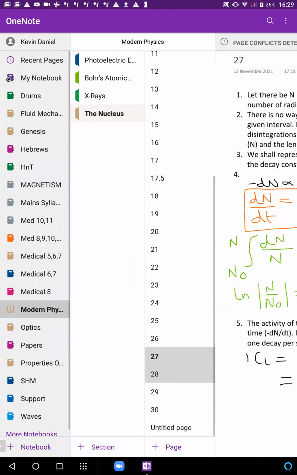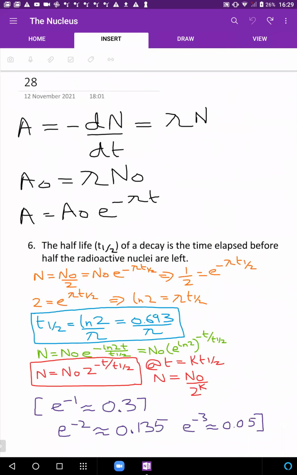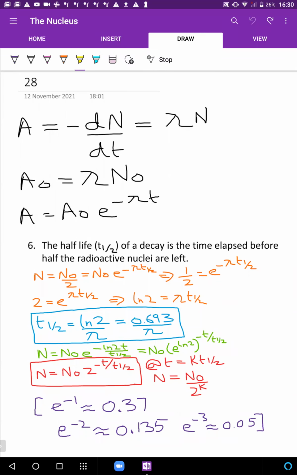Now, half life जैसा first order kinetics में था वैसे ही यहाँ पे है. Half life of a decay is the time elapsed before half the radioactive nuclei left. मतलब आधा decay हो गया, आधा रह गया. So number of nuclei left is initial number of nuclei by 2. The number of nuclei का formula क्या है? N naught e raised to minus lambda t.